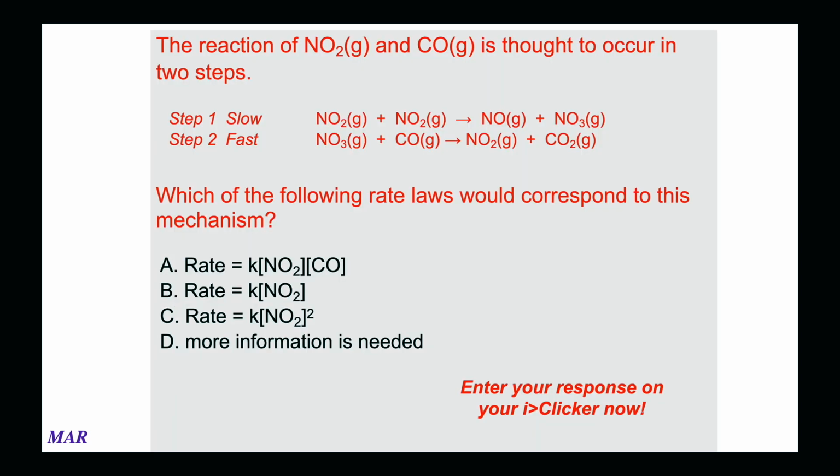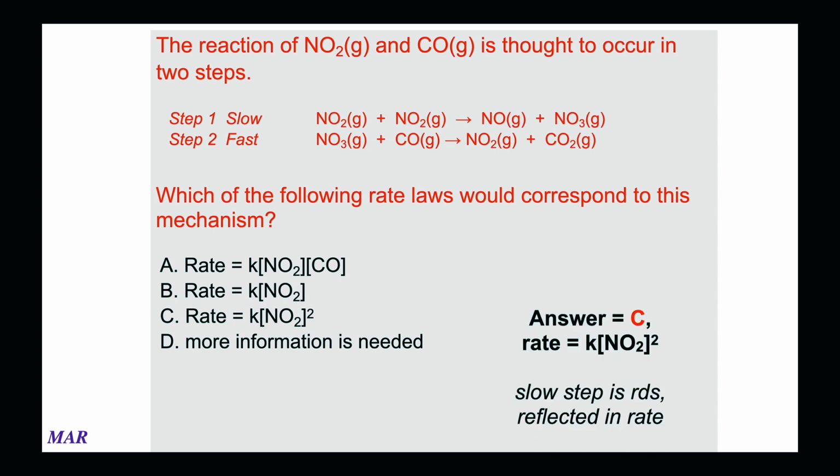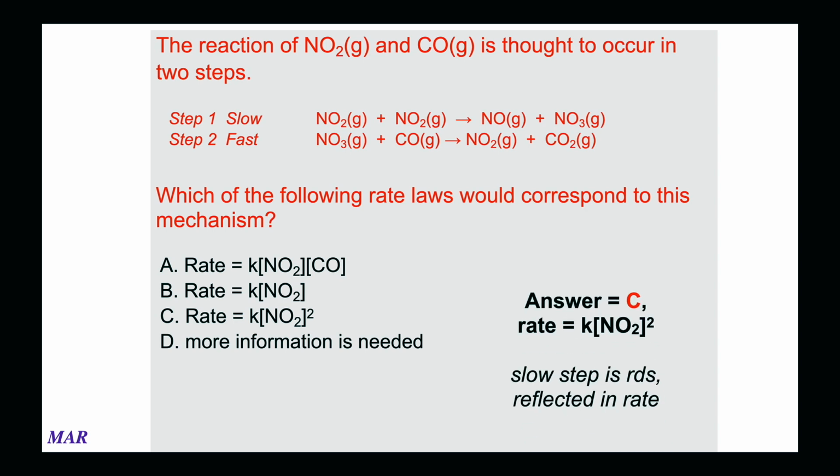The reaction of NO2 and CO is thought to occur in two steps. There's a slow step and a fast step. So knowing that that's the proposed mechanism, and if the mechanism is legit, which of the following rate laws would correspond to this mechanism? The punchline here is that the slow step reactants will be the ingredients, if you will, of the rate law. If you look at that slow step, two NO2s are coming together, and there's no CO. So you could write this as rate equals K times NO2 times NO2, or if you combine the two NO2s together, rate equals K times NO2 squared.